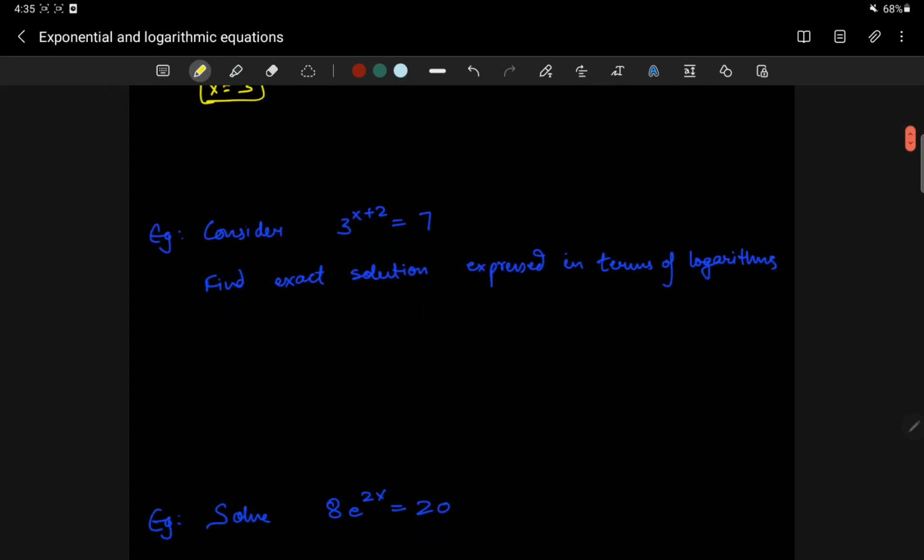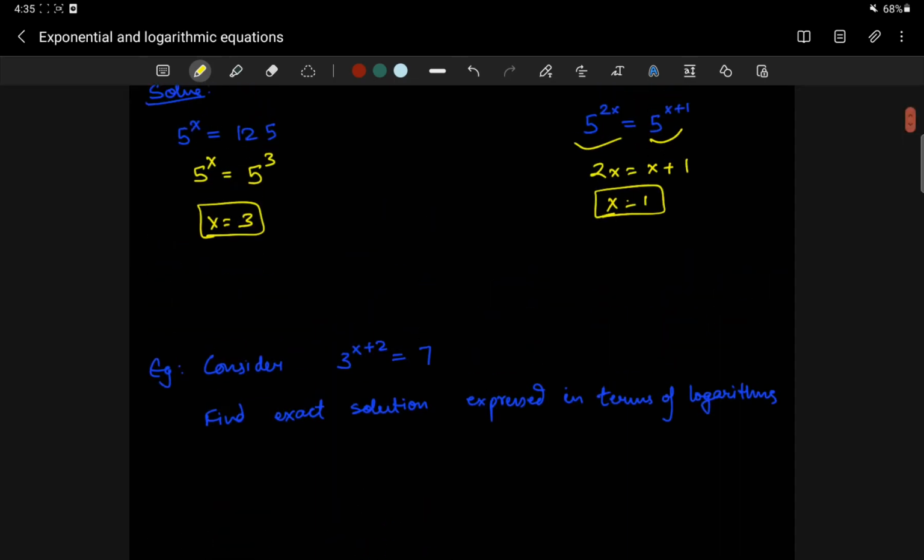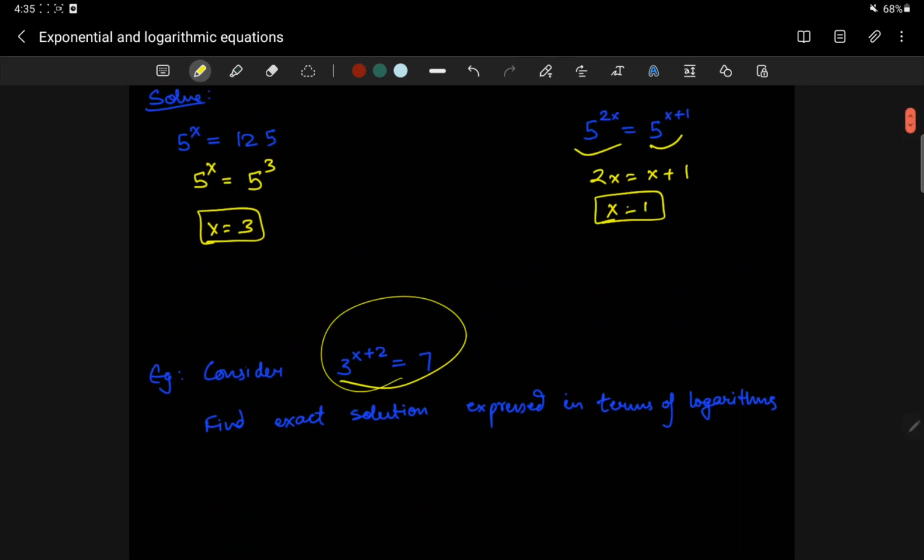Consider 3 to the x plus 2 equals 7. Find the exact solution expressed in terms of log. Now if you just look at this directly, we are unable to solve this like we did the previous two, because 7 is not a nice power of 3. However, that doesn't mean we cannot solve it, right?